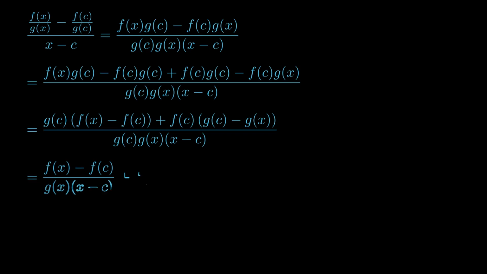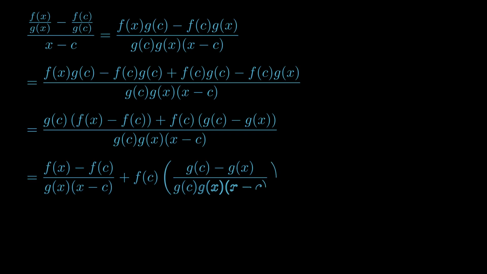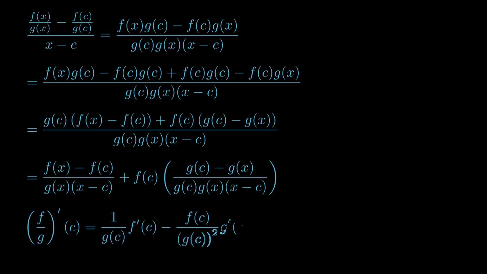We split this into two fractions, and we can cancel out the g of c in the first, since we've taken it to be non-zero. Taking the limit of both sides and using the continuity of f and g, we can write that f over g prime at c is 1 over g of c f prime of c minus f of c over g of c squared g prime of c, which is equivalent to the quotient rule expression.